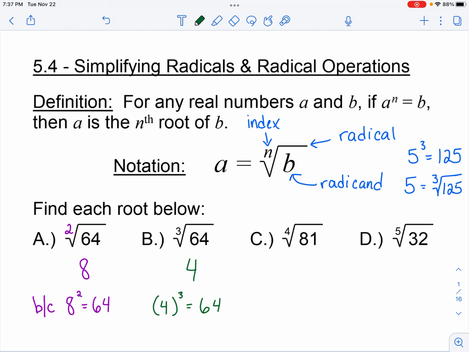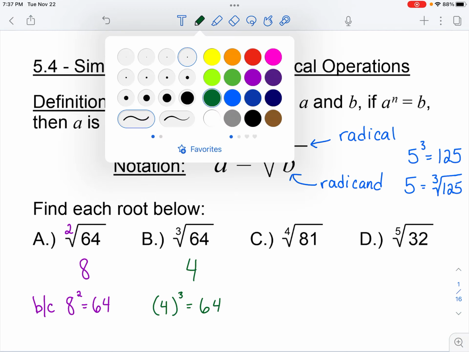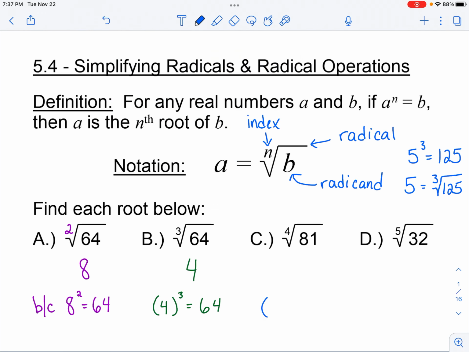Okay. How about the fourth root of 81? Well, the fourth root of 81 means something to the fourth power is equal to 81. Well, 9 squared gives me 81, and 9 is 3 squared, so this is actually 3 to the fourth. 3 times 3 is 9, times another 3 is 27, times another 3 is 81. So this value comes out to a 3.